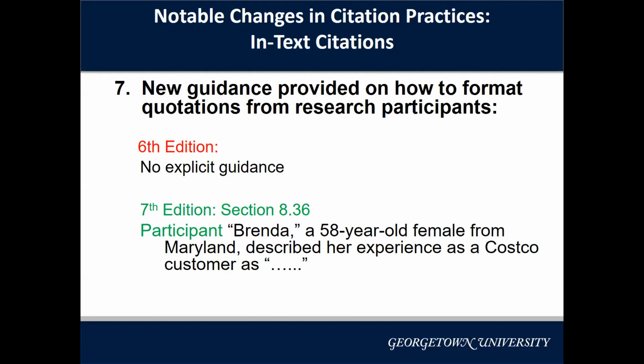When it comes to directly quoting the research participants, the rule is then not to include any citation in the reference list because the statements cannot be verified by readers. Instead, writers should explicitly state in the body of their paper that the quotations are from research participants. In the example on our slide, the participant is given a pseudonym, Brenda, which is in double quotation marks, with the phrase 58-year-old female from Maryland added to describe her demographically. The quote from her simply follows after.